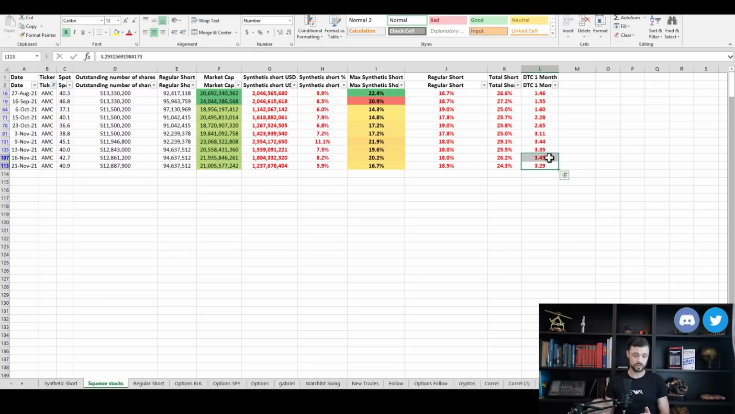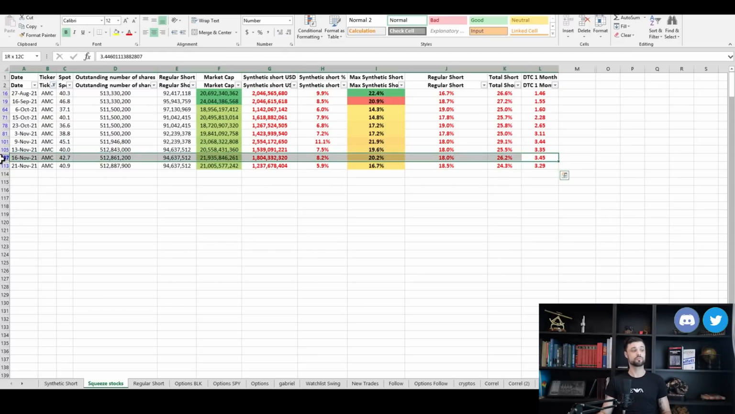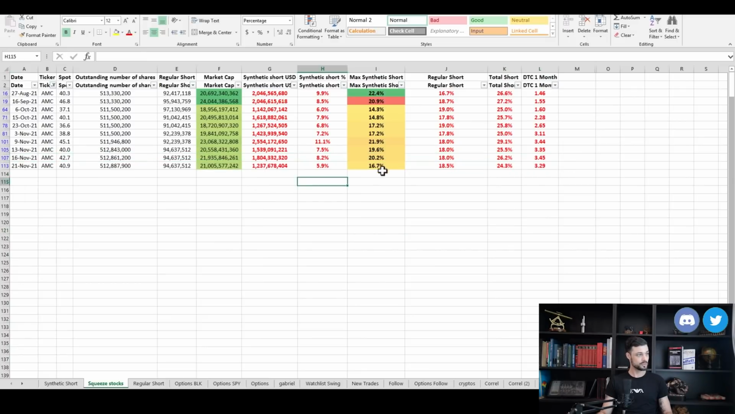People are going to roll on the next maturities. For now, they didn't roll everything they had. For this reason, the DTC is slightly lower. The maximum synthetic short has dropped a little bit as well. The synthetic short has dropped as well. So everything has not been rolled yet. So let's see what happens this week.